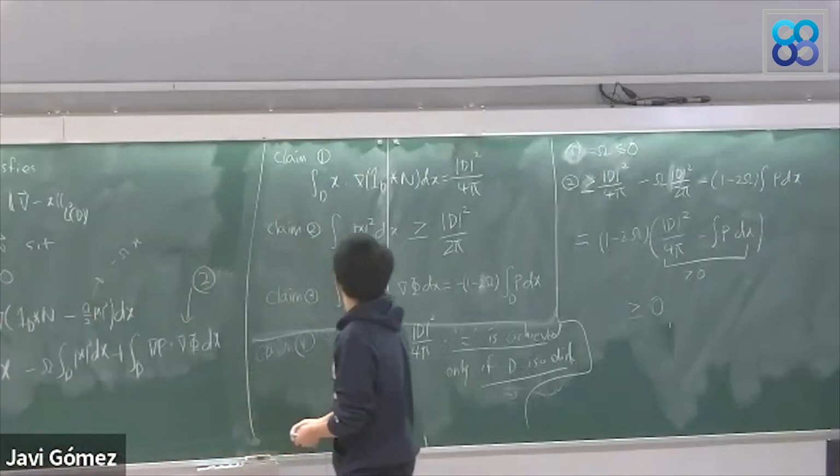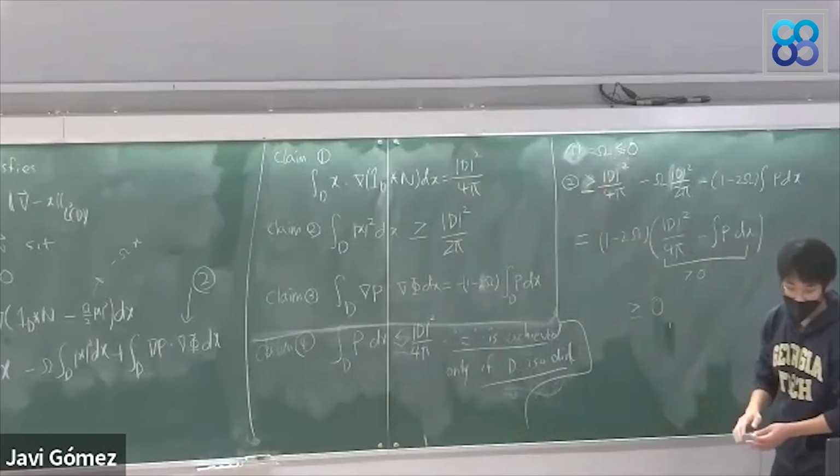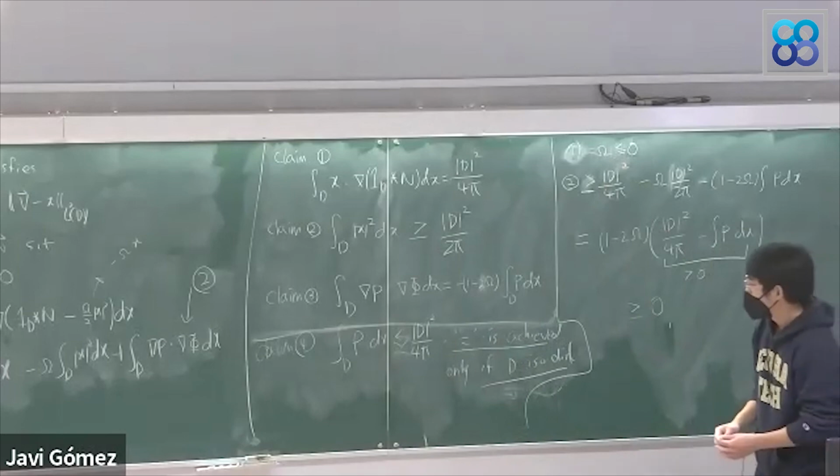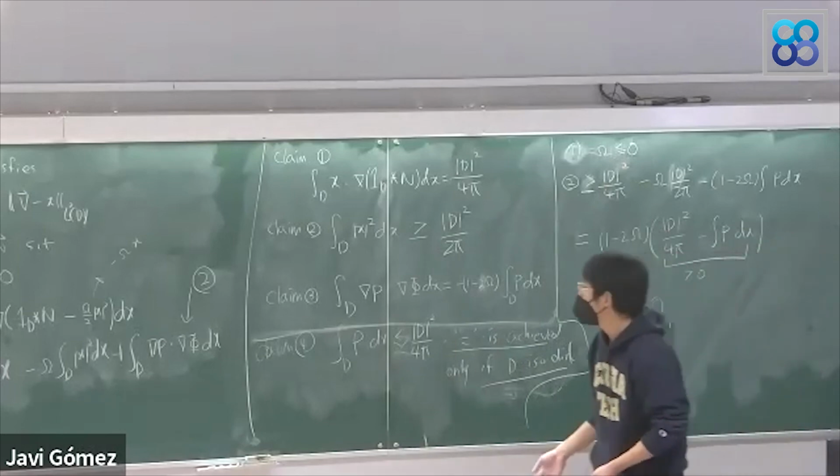Okay. So the case omega less than or equal to 0 can be done in this way. And then, how much time? I have 3 minutes.